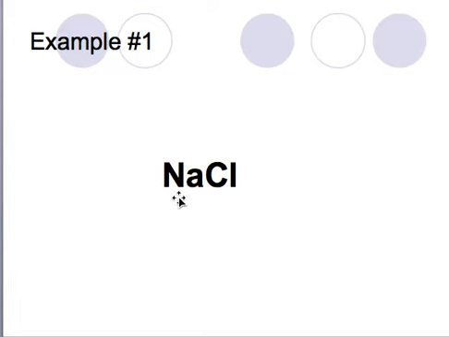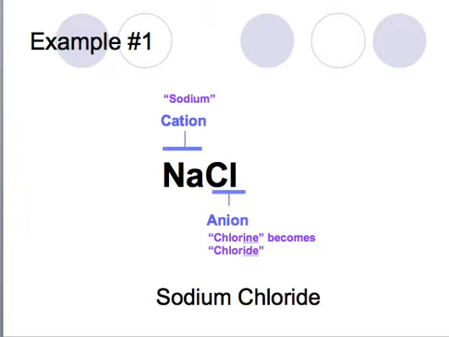Okay, here's an example, NaCl. You've seen this one before, so you probably already know the name without thinking about it. The Na is the cation, the Cl is the anion. The Na is your metal, it's called sodium as you know, and the Cl is your non-metal, which is chlorine as you also know, and we're going to change the ending to "ide" to make it sodium chloride.